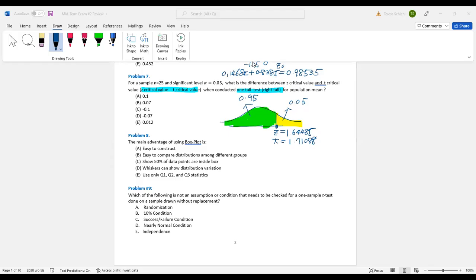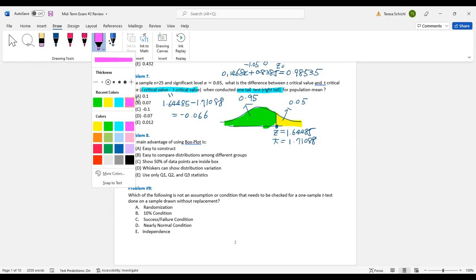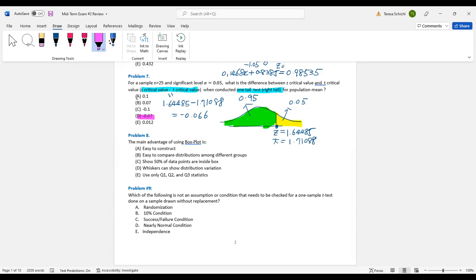So we have the Z is equal to 1.64485, T is equal to 1.71088. So they want to find the difference. So it will just be 1.64485 minus 1.71088. So what I have here is negative 0.066. So for rounding, what will be my answer choice here? So it will be part D here.